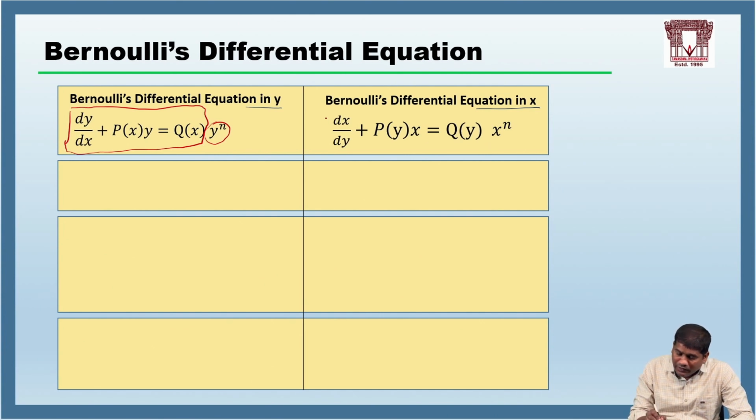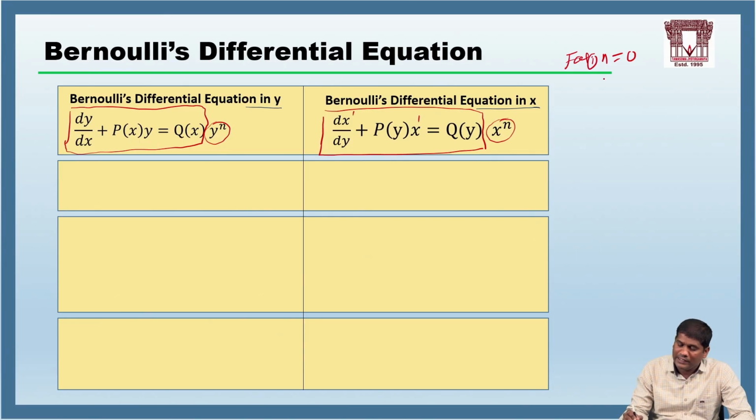Similarly, coming to the Bernoulli's differential equation in x, up to this one, we can say it is a linear differential equation in x. Here x has power 1, its derivative has power 1 and they do not multiply together, so we can say it is a linear differential equation in x. It does not multiply x to the power n on the right hand side. We can solve these differential equations for n is equal to 0.